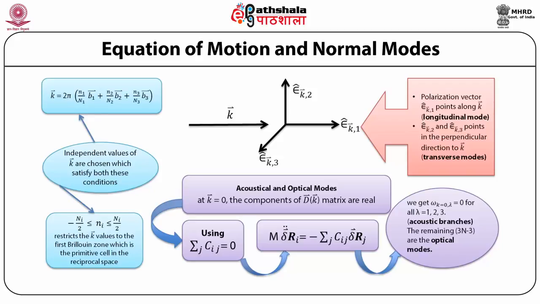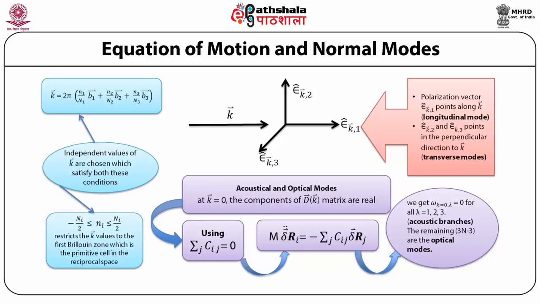Now having found one longitudinal mode and two transverse modes, we are in a position to discuss acoustical and optical modes. Acoustical and optical modes you have already learned in one dimension, so let us do that again in the three-dimensional case. Now let us analyze the long wavelength properties of the 3D lattice. From the definition of the matrix D(k), if you remember, it is clear that at k equal to 0, what do we mean by k equal to 0? That it is at the center of the Brillouin zone, the components of the D(k) matrix are real.